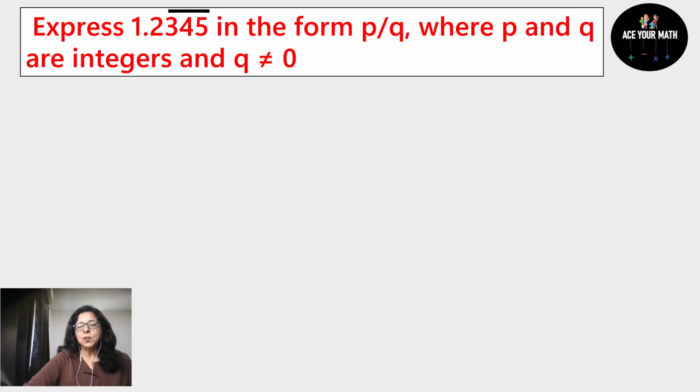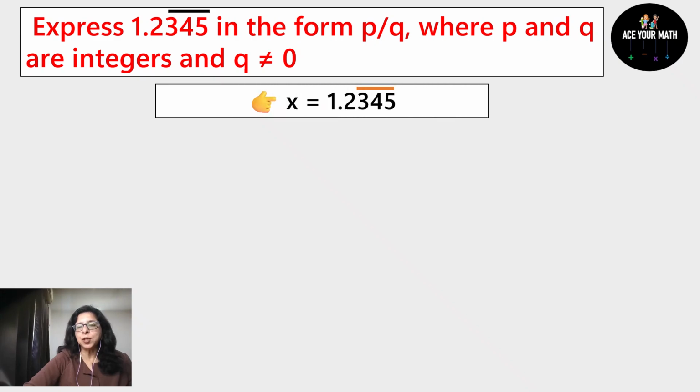Now let's solve this problem step by step. Express 1.2345 bar, where 345 is repeating itself, in the form of p by q. So see, the steps are the same. You will first take x equals 1.2345 bar.